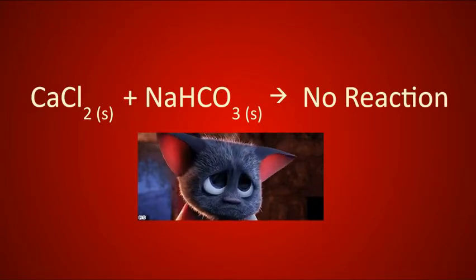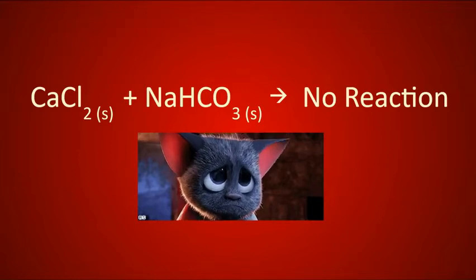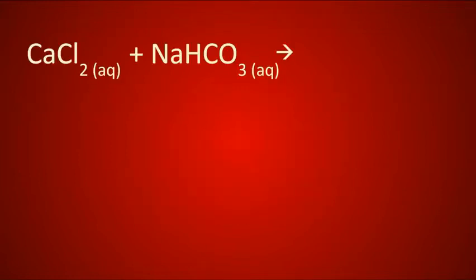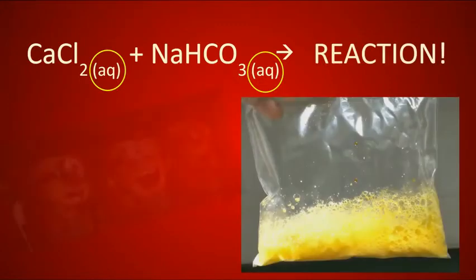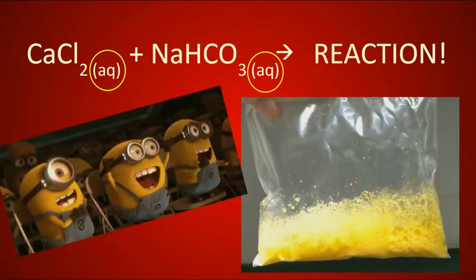So, what was it about the phenol red? Well, phenol red is mostly water. So, the calcium chloride and the sodium bicarbonate dissolved inside of the water, and instead of it being a solid, it is now an aqueous solution. Once we put them together as an aqueous solution, now we got a reaction.